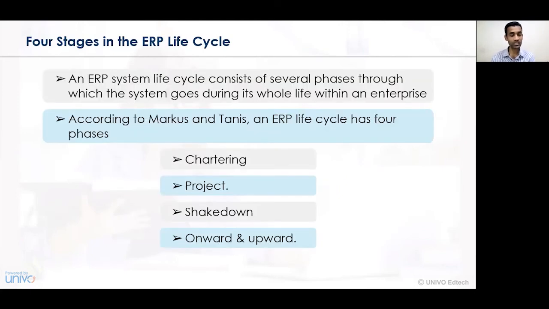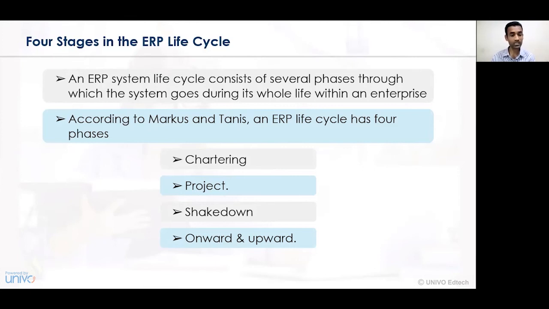Now let's understand what are the 4 stages in the ERP life cycle. The ERP life cycle comprises several phases through which the system goes through its whole lifetime, with a particular event or a particular activity. So in an organization, the various phases that the organization conducts are the composition of the ERP, and accordingly, the ERP cycle has 4 phases.